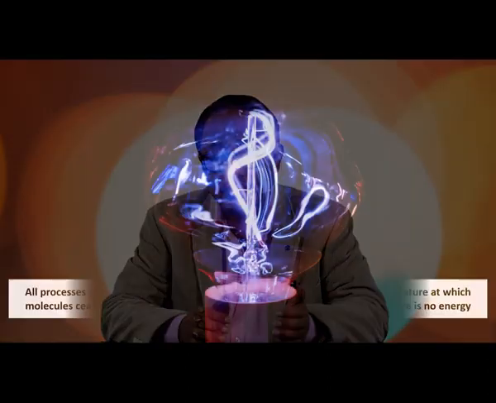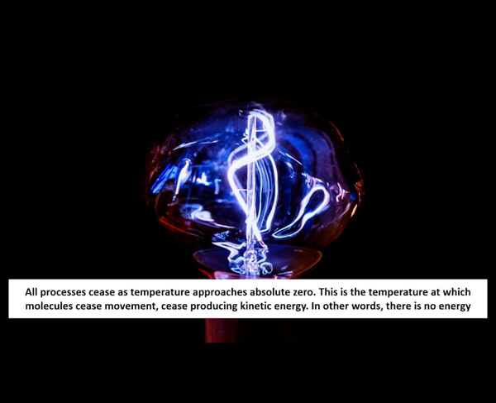Then what does the third law say? The third law explains that all processes cease as temperature approaches absolute zero. This is the temperature at which molecules cease movement, cease producing kinetic energy. In other words, there is no energy. So from the first law of thermodynamics, what we know is that matter or energy can neither be created nor destroyed. It can change form, as in solid to liquid to gas to plasma and back again. But the amount of matter and energy in the system, you can say in the universe, stays constant.